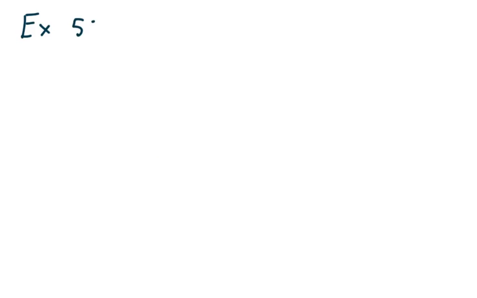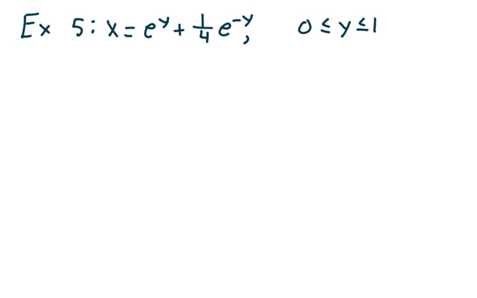If we take a look at example 5, suppose I give you something like this. x equals e to the y plus 1/4 e to the negative y, where y is between 0 and 1. So dx/dy is e to the y minus 1/4 e to the negative y.